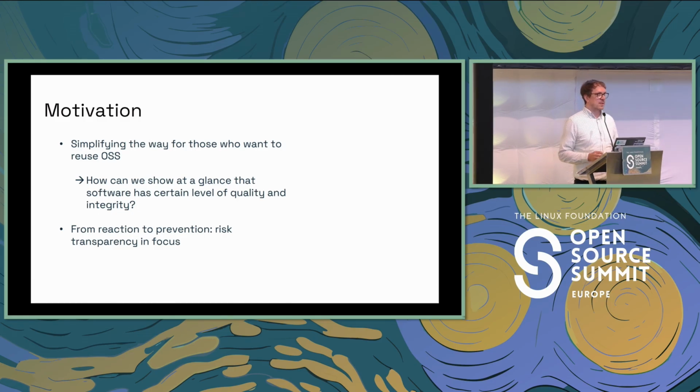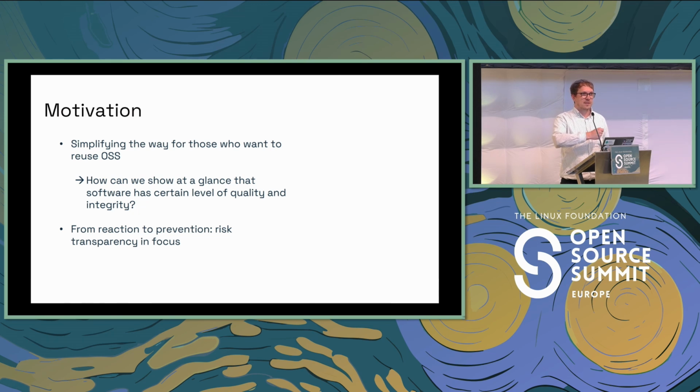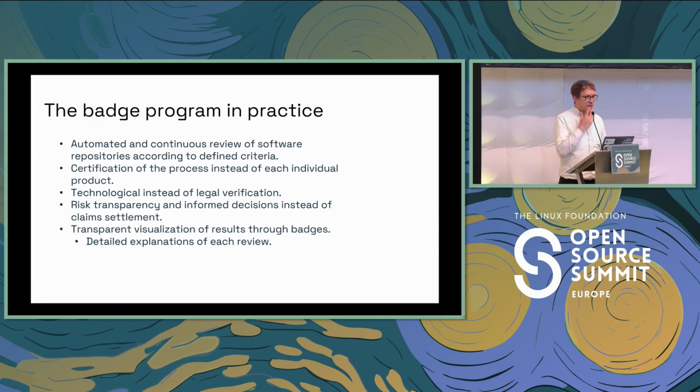And what we also say is that we are not reacting to security incidents. Our strategy is to build prevention points for increasing the security and quality aspects in the supply chain. So for the batch program, in practice, it means we have an automated and continuous review of all the software within the repositories under defined criteria.